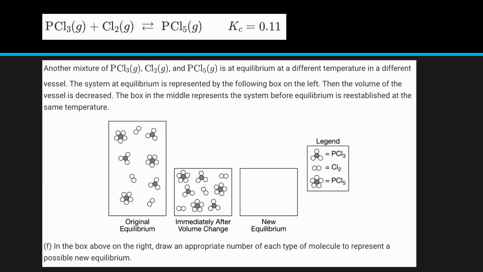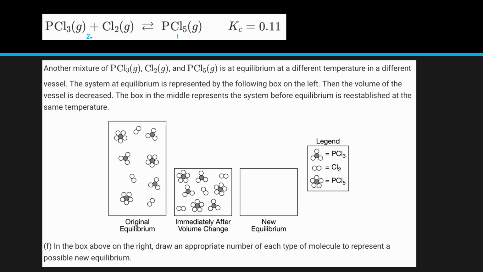And since we want to keep our same equilibrium constant, we need to decrease the pressure or reduce the number of collisions. And in order to reduce the number of collisions, we need to move to the side with less moles of gas. So on the left, we have 2 moles of gas, and on the right, we have 1 mole of gas. So I know in my new equilibrium, I want to shift towards the right, which means I'm going to produce more PCl5s.